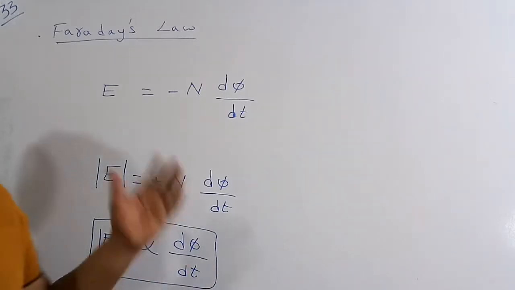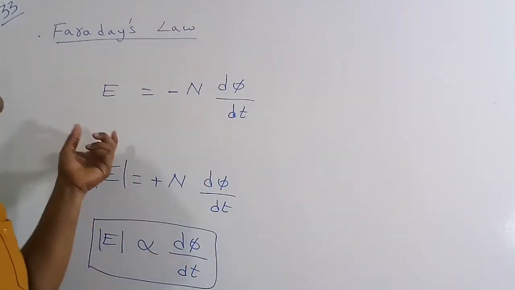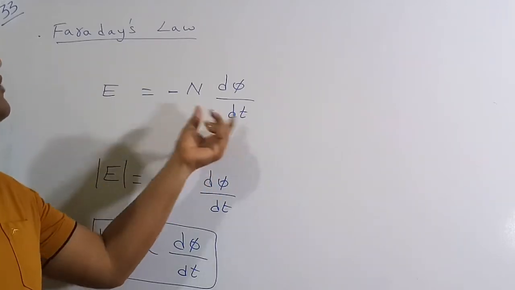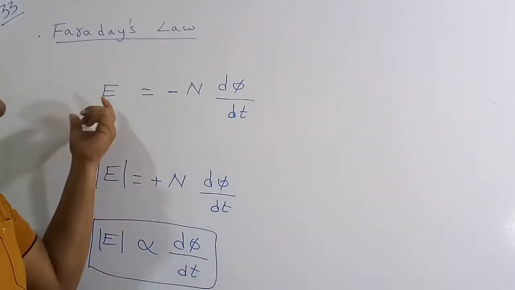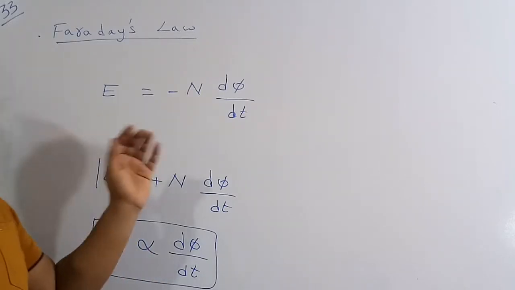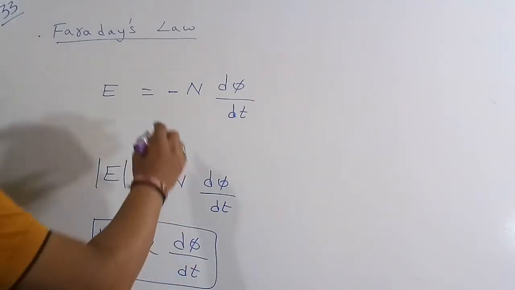Faraday's laws of electromagnetic induction tell you that the amount of EMF induced in any coil is directly proportional to the rate of change of flux. If the flux is constant with respect to time, it indicates that the amount of induced EMF is zero. That is the reason it is always proportional to the derivative of the flux. So there is always a negative sign.